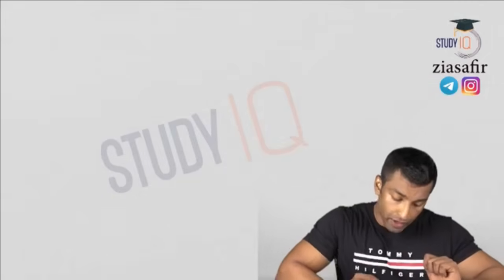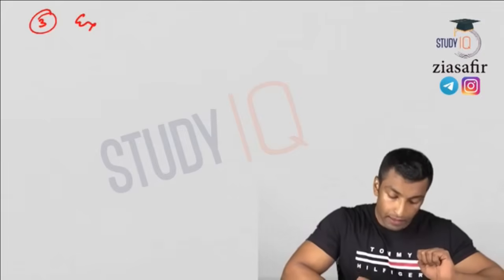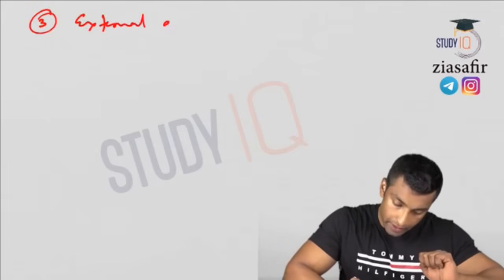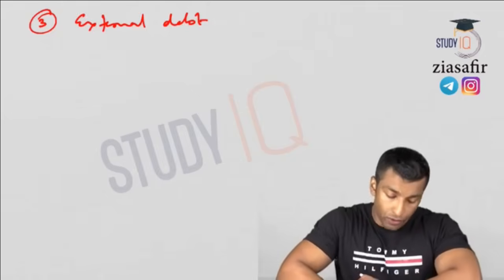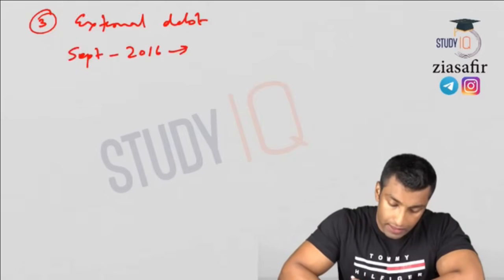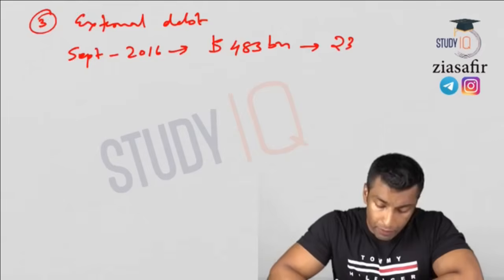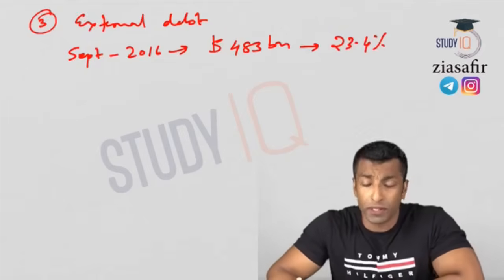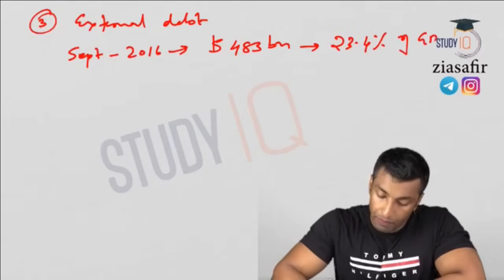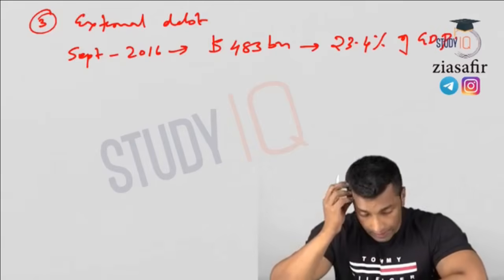The next is again a very important concept, the third component, that is external debt. Okay, external debt. And if you again talk about September 2016, external debt was around $483 billion, which was close to 23.4 exact value, close to 24% of GDP. So it was around 24% of GDP for external debt.